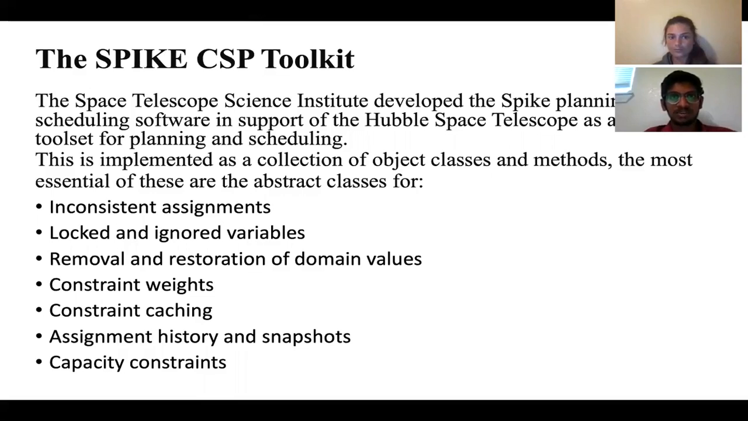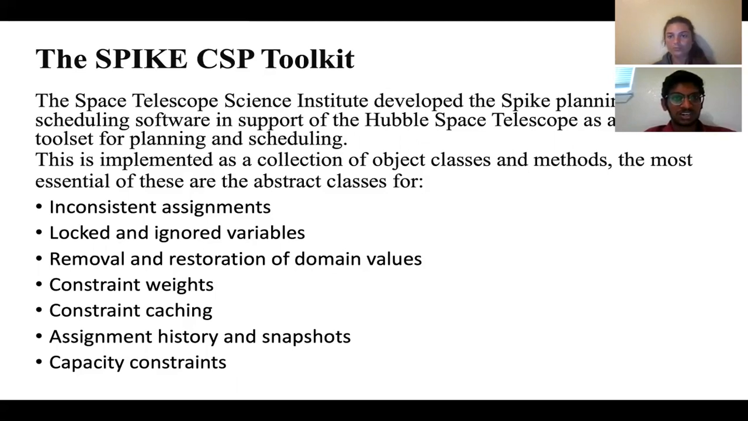This is mainly implemented as a collection of object classes and methods, and a few of the abstract classes used in this Spike CSP toolkit are inconsistent assignments, locked and ignored variables, removal and restoration of domain values, constraint weights, constraint caching, assignment history and snapshots, and capacity constraints.